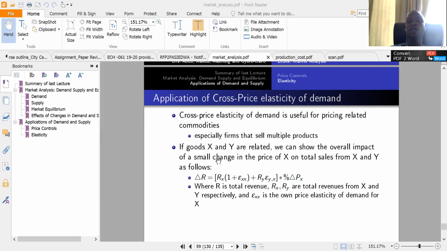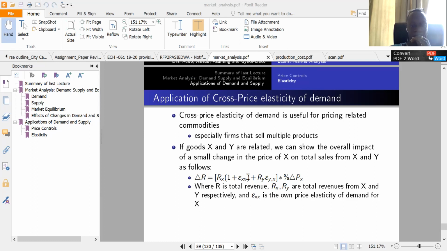To compute the effect a small change in the price of good X will have on the sales of good X and also that of Y, this is the equation for that. Change in R, the change in R means a change in your total revenue. It will be equal to Rx, okay? Revenue from good X, times 1 plus EXX. EXX here is the own price elasticity, the good's own elasticity, when the price of the good changes.